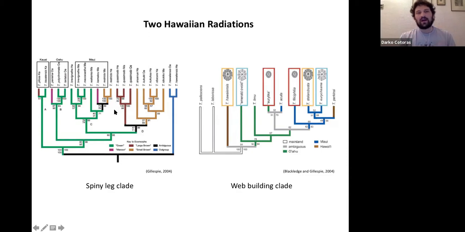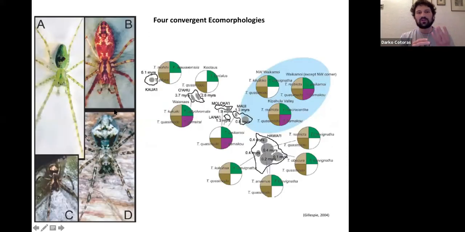This group, on top of that, has evolved 4 different ecomorphs. Ecomorphs are an ecological syndrome where a species has a set of traits that match its ecology. In particular, we have the green Tetragnatha, which lives under the leaves, the maroon that lives in moss, the big brown that lives in bark, and the little brown that lives on twigs.